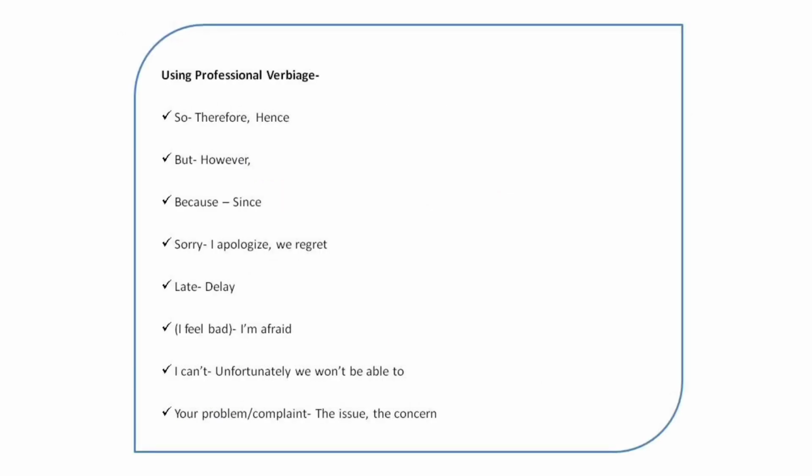Here are some more examples of professional verbiage. So instead of saying so, you can say therefore, however, since. You can look at this list and replace the more casual words with the professional words listed here.